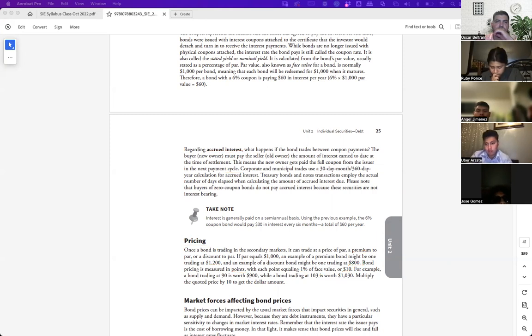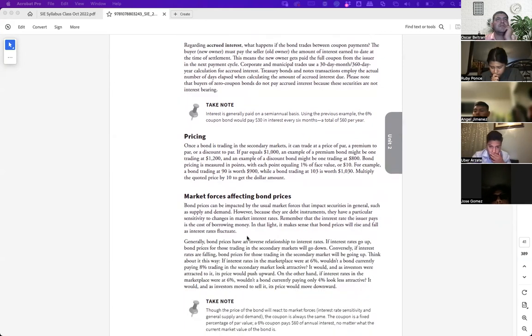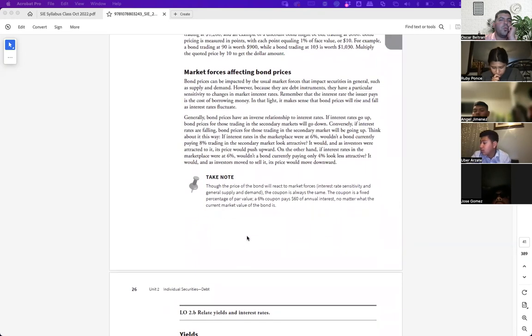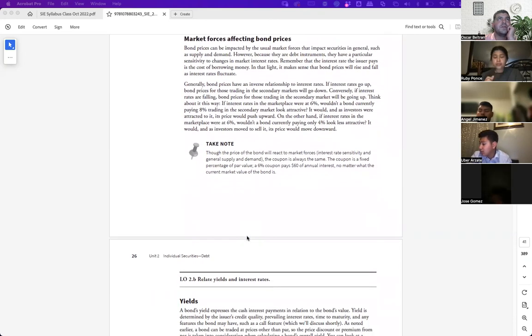Okay, so let's close out. So now right here talks about what can affect the price of bonds. Overall, the main things that affect the price of bonds is going to be supply and demand. That is the main thing that affects bonds. Now remember, these are debt instruments, so they're going to be very sensitive to changes in the market interest rates.